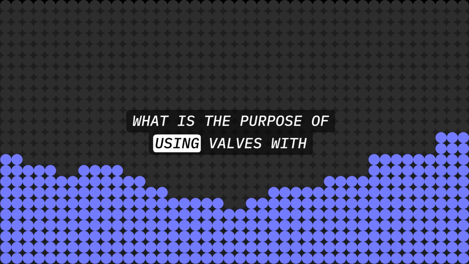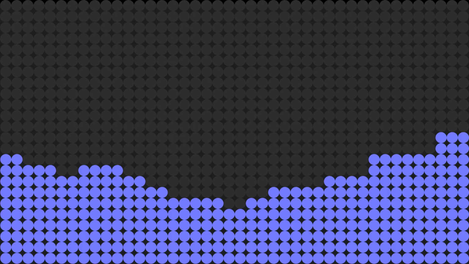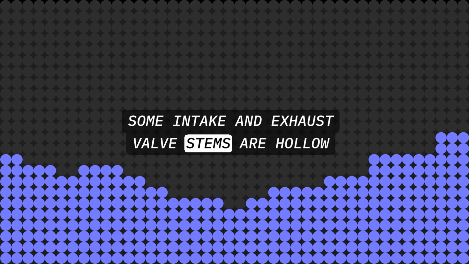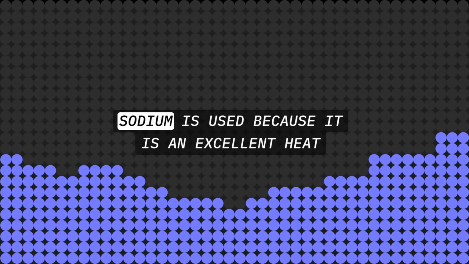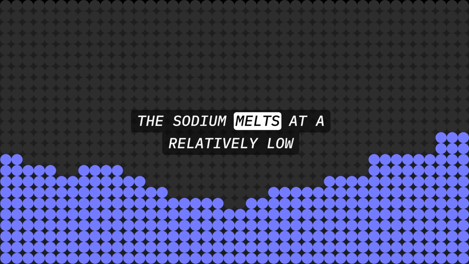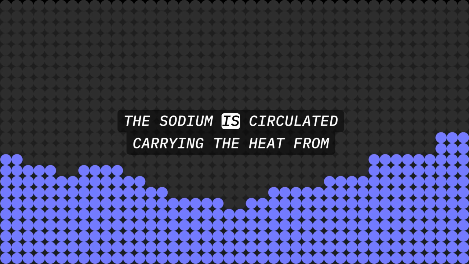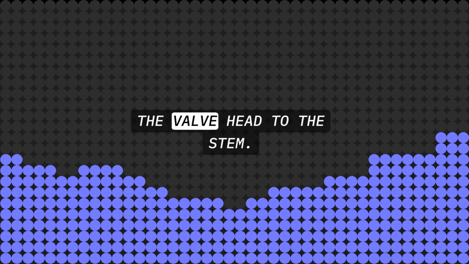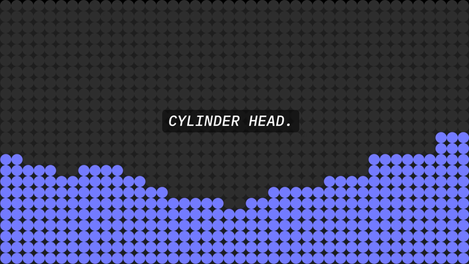What is the purpose of using valves with sodium-filled stems? Some intake and exhaust valve stems are hollow and partially filled with metallic sodium. Sodium is used because it is an excellent heat conductor. The sodium melts at a relatively low temperature, and as the valve moves up and down, the sodium is circulated, carrying the heat from the valve head to the stem. Then the heat is dissipated into the cylinder head.